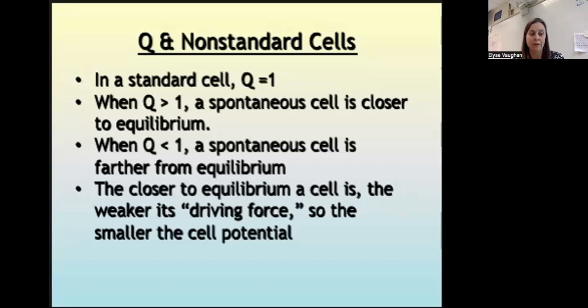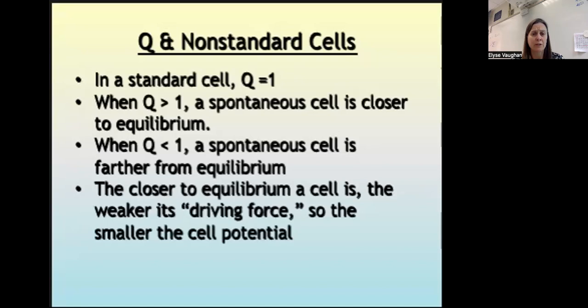So I wanted to talk about the two things that you're working on today. So one, you're finishing up the I do, we do, you do packet that we started in class on Friday. And so we addressed both electrolytic and galvanic cells on Friday. And so today we're starting to talk about non-standard cells. So you've already watched a video about this. I'm not going to belabor the point, but I just kind of wanted to go over a few things.